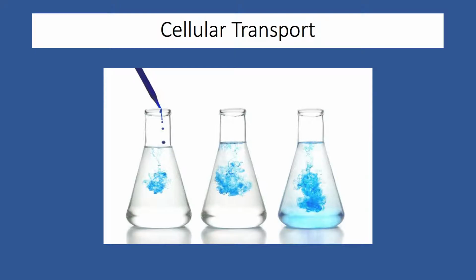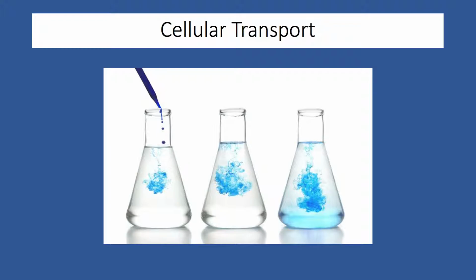Welcome to today's lesson on cellular transport. Last time we discussed that cells need to maintain homeostasis, or a stable internal environment, and they do this in part by controlling what moves into and out of the cell. Today we're going to discuss how that cellular transport actually happens.